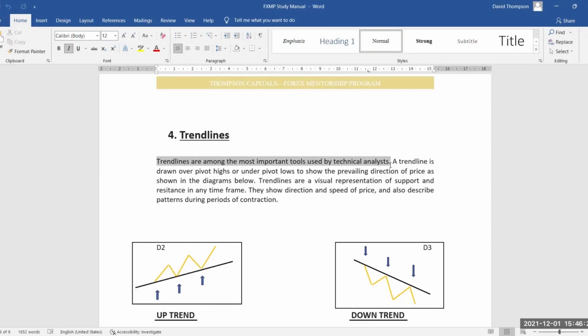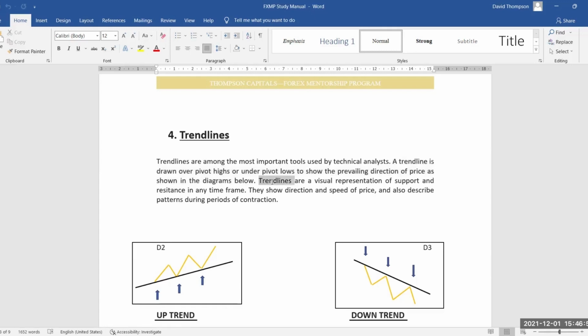Signing up with the FXMP gives you the ability to analyze the Forex and crypto markets from a technical point of view. All right, so you'll be learning to be a technical analyst. I continue. A trend line is drawn over pivot highs or under pivot lows to show the prevailing direction of price as shown in the diagrams below. We're going to get to the diagram shortly.